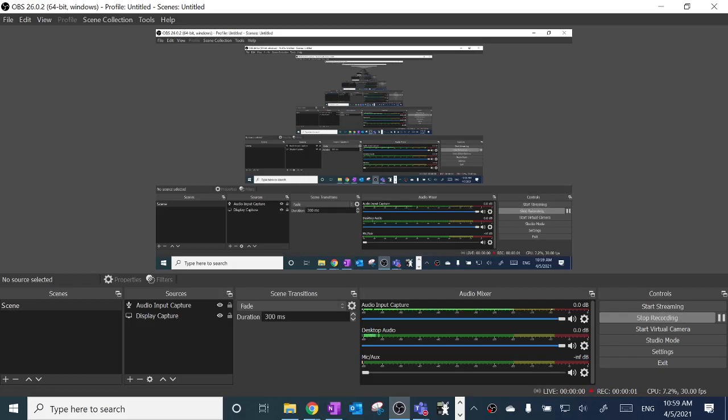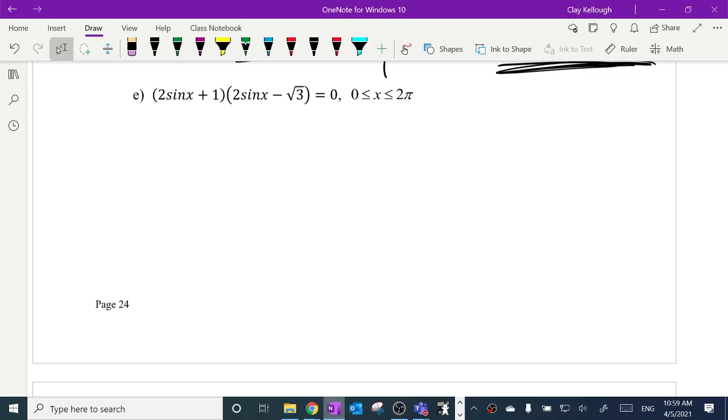Okay, so we are finishing off 4.4's lesson. All right. The first one's not that bad. It's in factored form for us. Remember how this works. You learned this in grade 11.